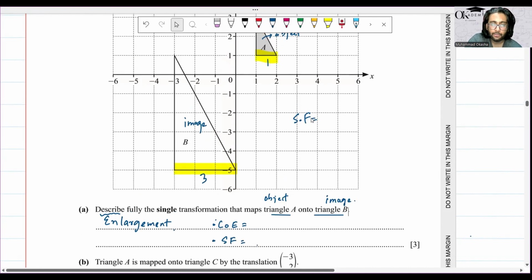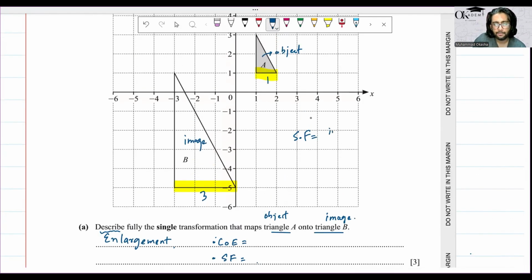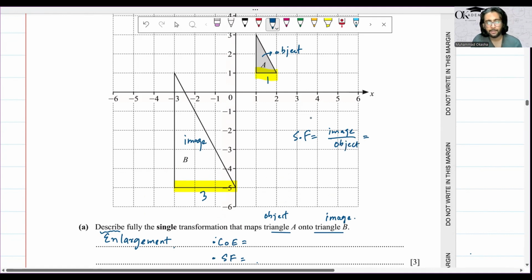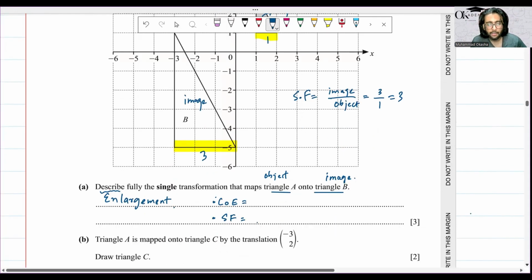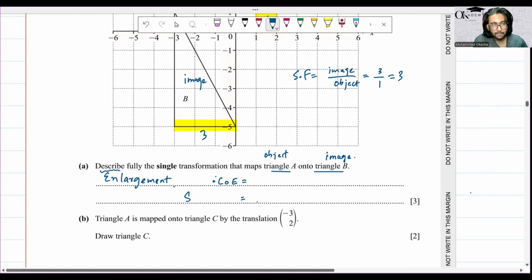The scale factor is equal to any corresponding side of the image divided by the object. Sorry for my bad handwriting. For the image, it's 3, and for the object, the actual length was 1, but when we stretched it to make it 3, the scale factor is definitely 3. You have to write it fully: scale factor is equal to 3. You just worked it out.